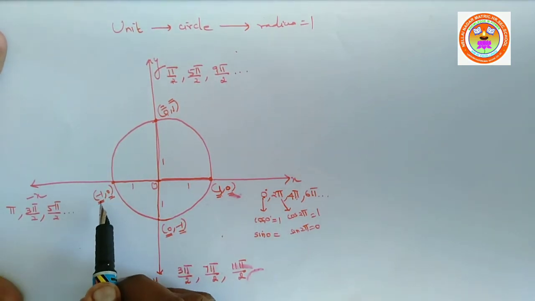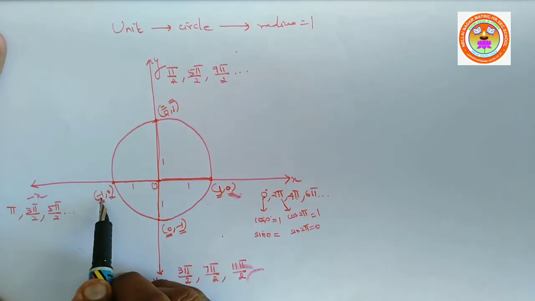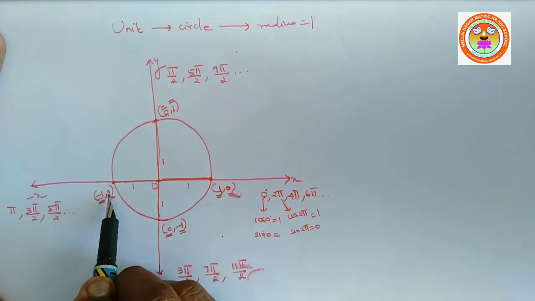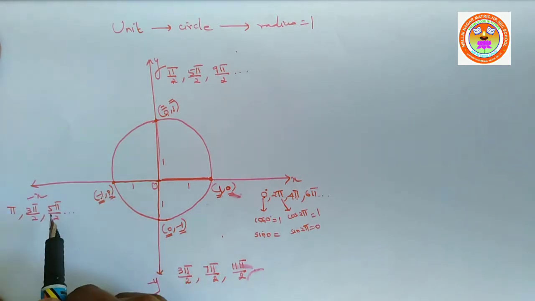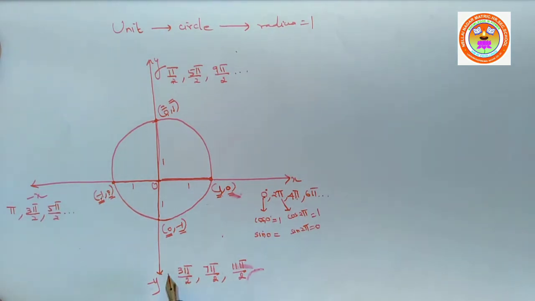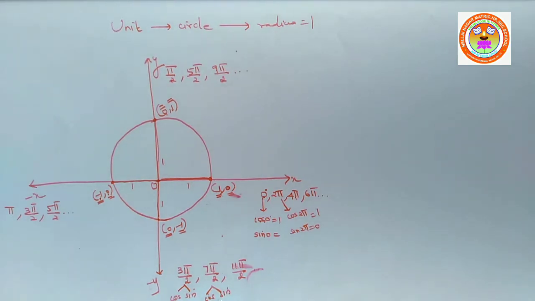Next, cos pi is minus 1, sin pi is 0. Cos 3 pi is minus 1, sin 3 pi is 0. Cos 5 pi is minus 1, sin 5 pi is 0. Next, cos 3 pi by 2 is 0, sin 3 pi by 2 is minus 1. Cos 7 pi by 2 is 0, sin 7 pi by 2 is minus 1. For both of these you can take cos, sin. Like that you can find the angle.